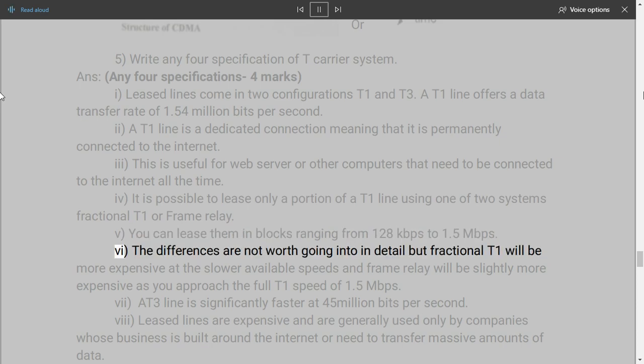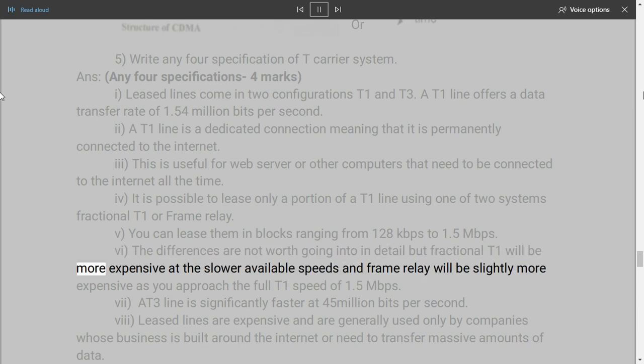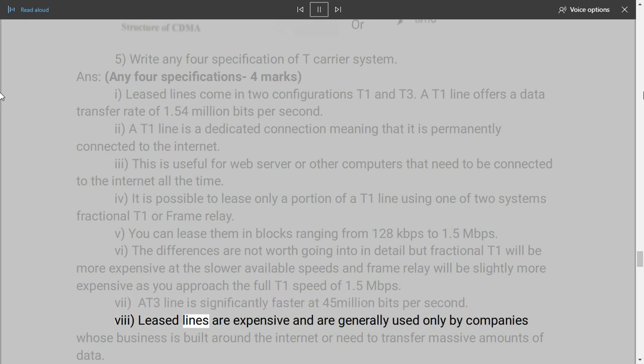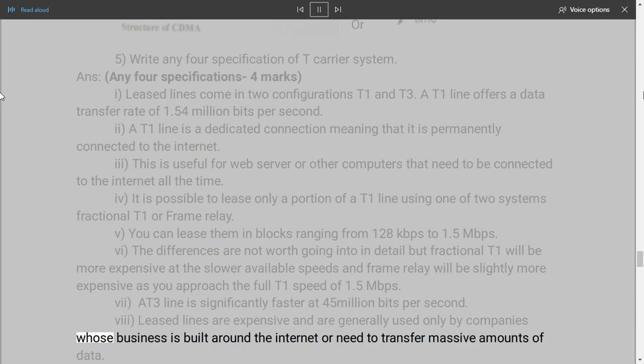6. The differences are not worth going into in detail, but fractional T1 will be more expensive at the slower available speeds, and frame relay will be slightly more expensive as you approach the full T1 speed of 1.5 megabytes per second. 7. A T3 line is significantly faster at 45 million bits per second. 8. Leased lines are expensive and are generally used only by companies whose business is built around the internet or need to transfer massive amounts of data.